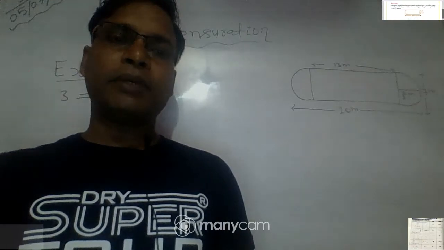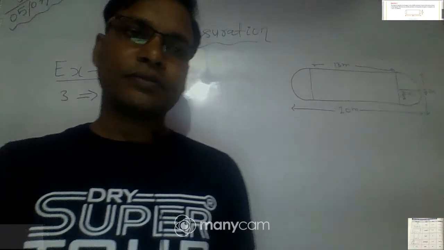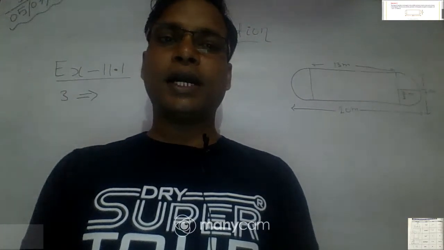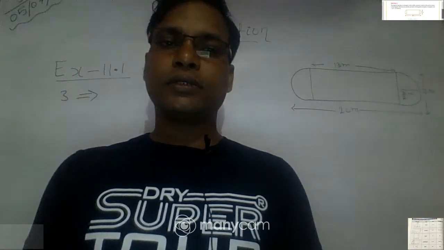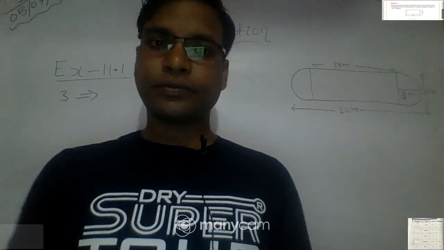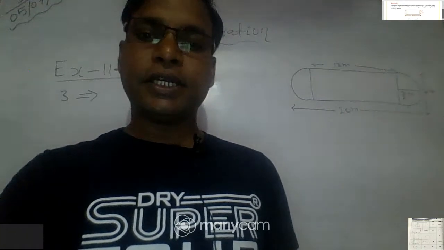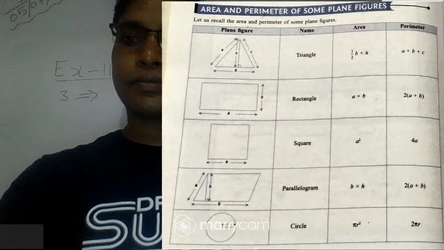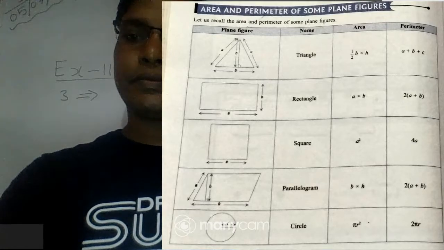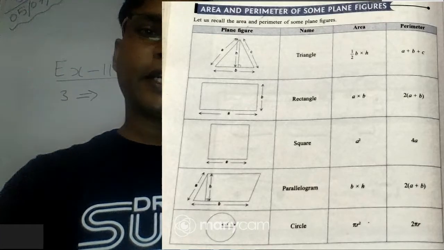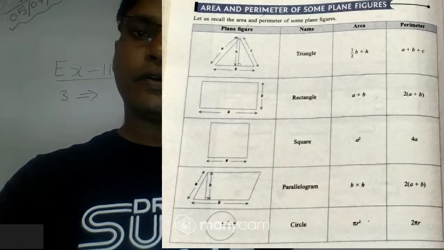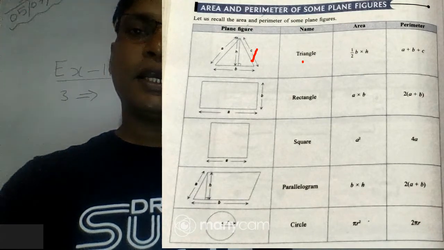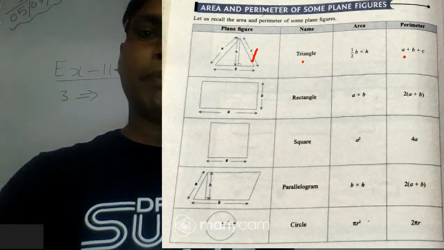Good morning, students. Today we are going to discuss chapter 11, mensuration. In this chapter we find the perimeter and area of different plane figures. Some different plane figures are here. We can see this is a triangle.